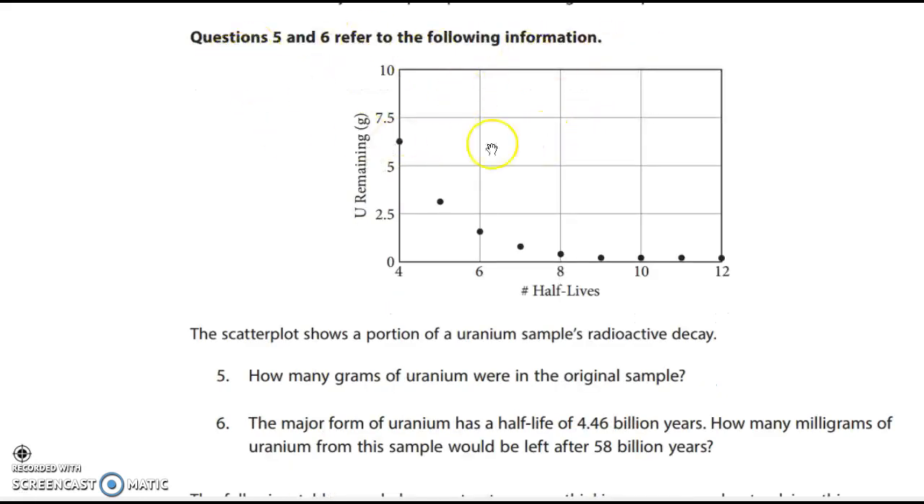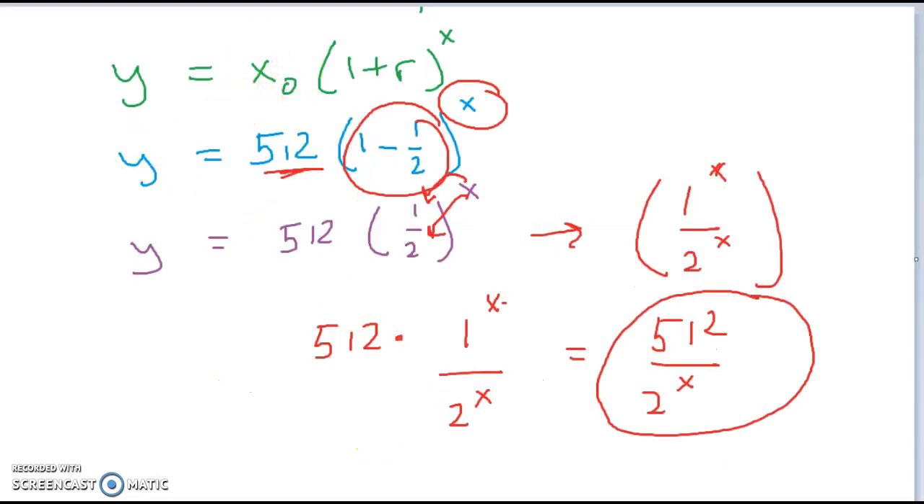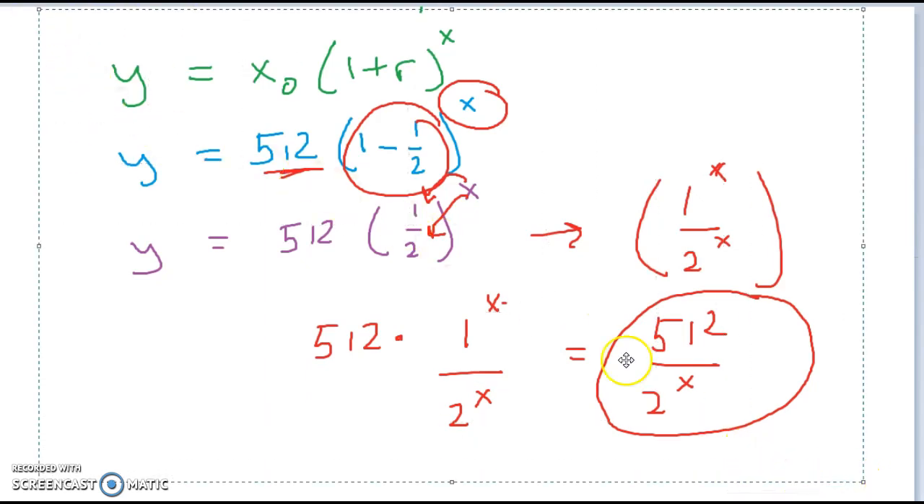Questions 5 and 6, we have to use the same information. And it says, the scatter plot shows a portion of a uranium sample's radioactive decay. Keyword, decay. We know that that's going to mean one of those exponential equations, right? We have some sort of change exponentially because it's decaying. It's not decreasing at the same rate every single time.